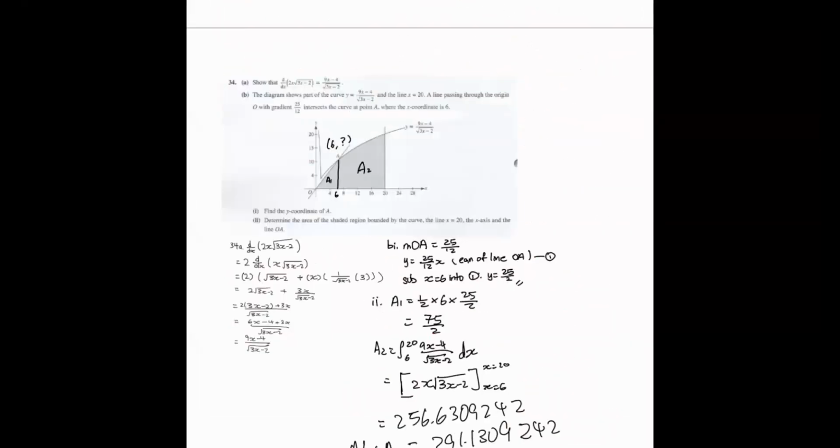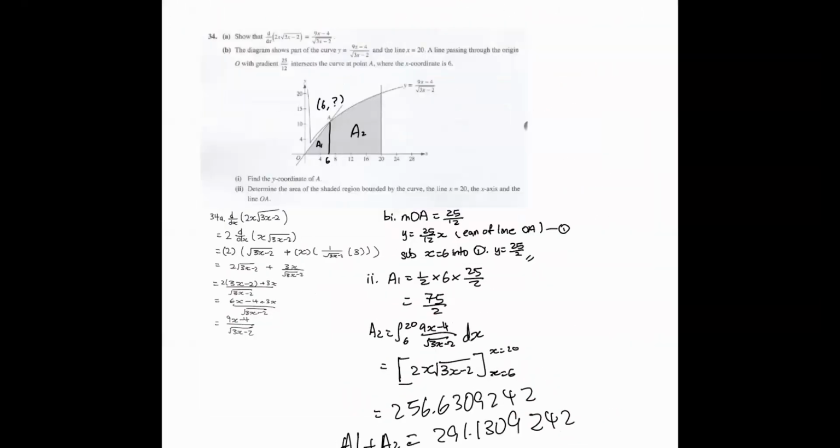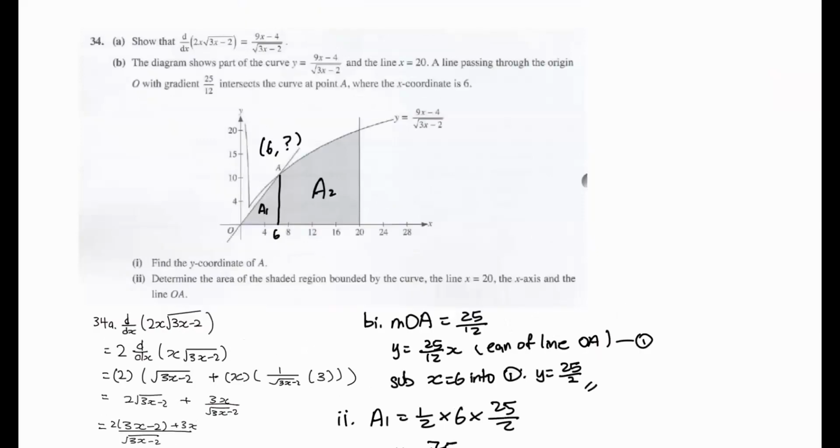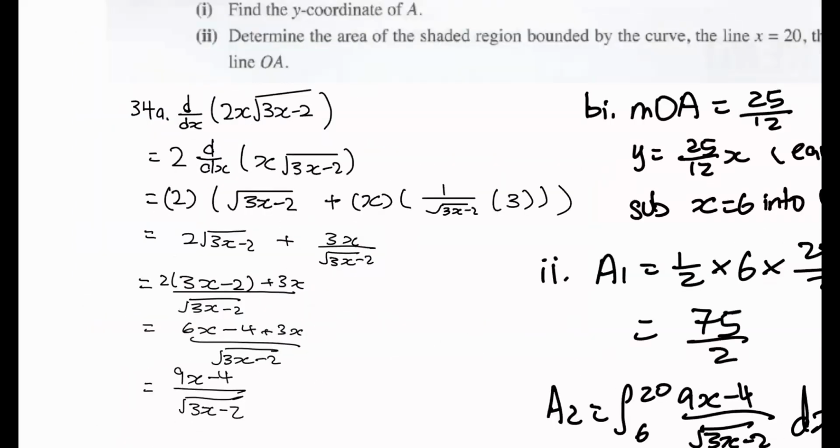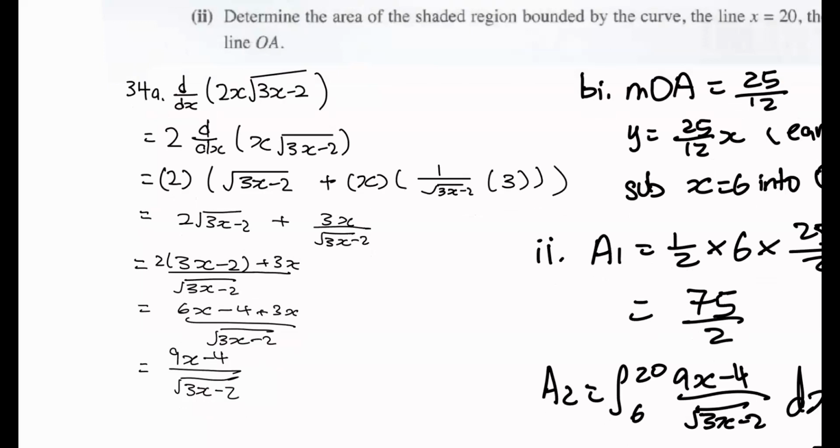Let's see, question 34. So over here, we got the derivative of 2x times square root of 3x minus 2 equals 9x minus 4 over square root of 3x minus 2. You are supposed to show it. Let me see your working. Factor out 2. Differentiate this: product rule. Differentiate the x to get 1, keep the other. Plus, keep the x, differentiate the square root. So differentiating the square root means what? 3x minus 2 to the power 1/2.